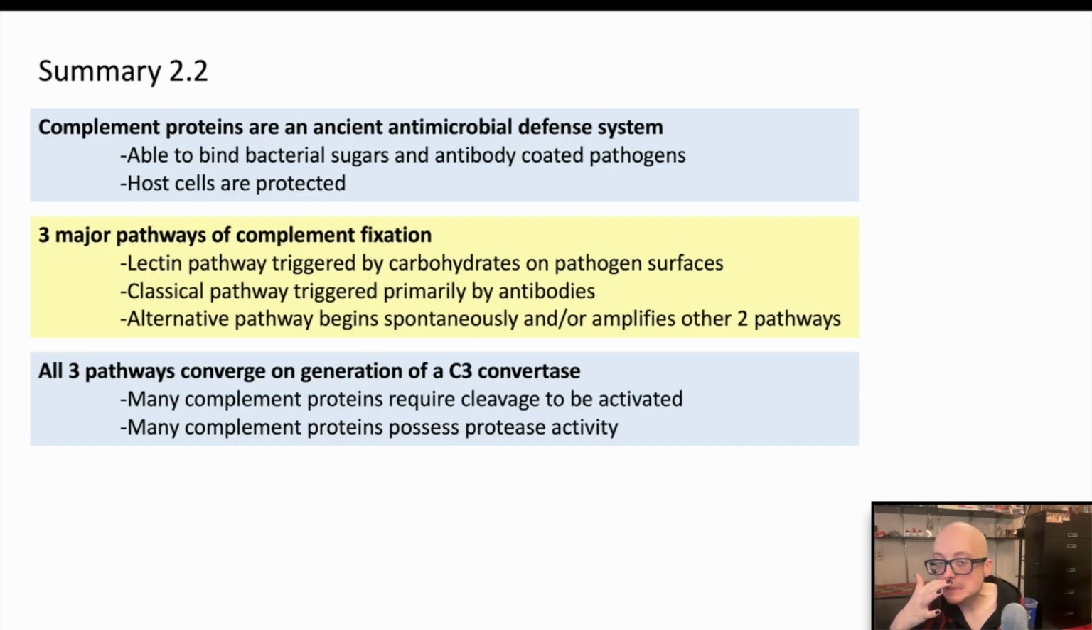And some general themes of the biological reactions that were happening are that many complement proteins require proteolytic cleavage to be activated, and that those cleavage products themselves have intrinsic protease activity. There's really a chain reaction of things cleaving each other in sequence. And we'll see that theme continue to play out in the next video, where we really focus on the effector mechanisms of the complement system.